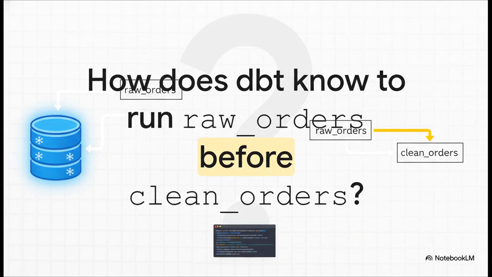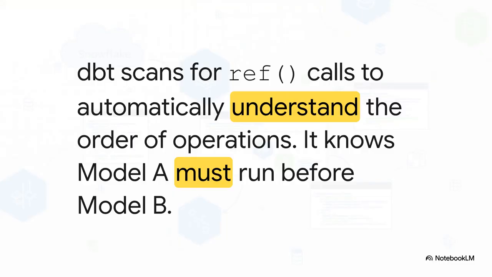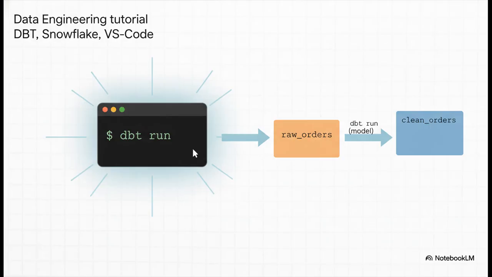How does dbt know? How does it figure out that it absolutely has to build raw_orders before it even tries to build clean_orders? The answer, and this is the core genius of dbt, is the dependency graph. Before dbt runs anything, it scans all your files. It sees that ref raw_orders sitting inside of clean_orders, and it instantly understands, aha, clean_orders needs raw_orders to exist first. And so it automatically builds the right plan to make that happen. Every single time.